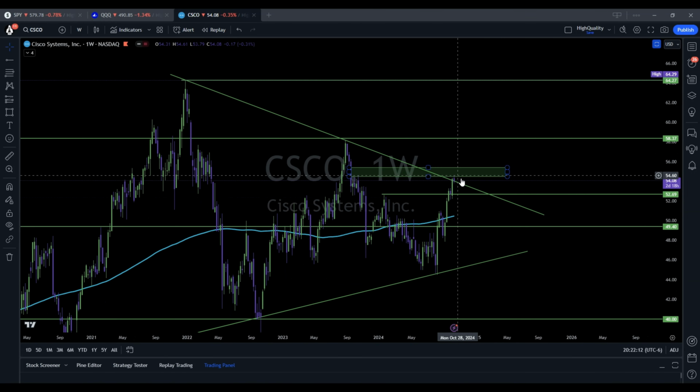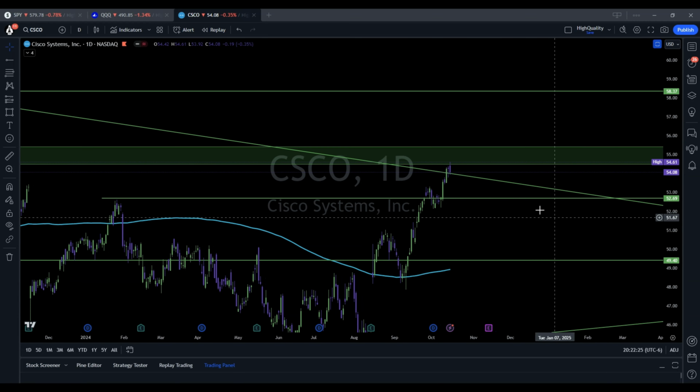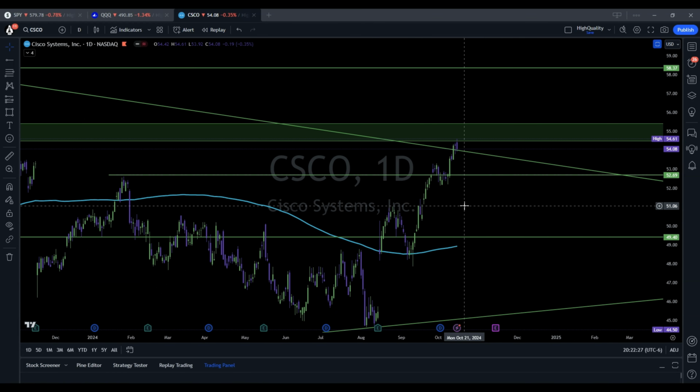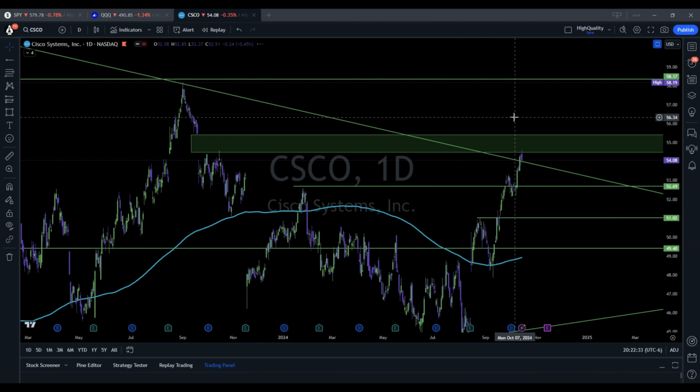But if CSCO Systems can't get above this descending trend line and we head back lower, we have support at 52.69, and we could head down towards, let's go down to the daily. Could head down towards 51.06 if we cannot break this descending trend line.